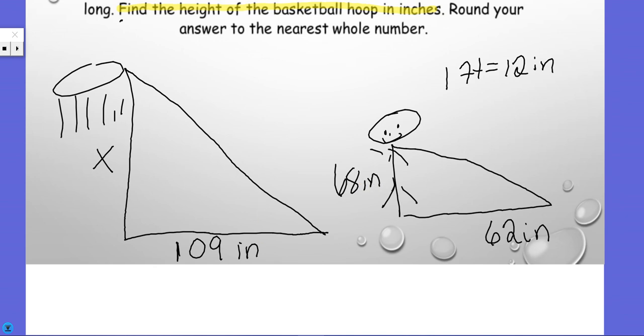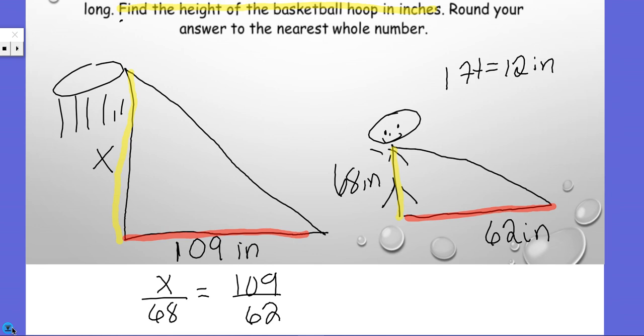So guess what? I am back to what I know. This, the struggle is real. Hold on. This side corresponds to this side. Okay, so here are my matching sides, and they aren't actually equal, they're just matching sides. So I can set up the ratio now, I'm in the game. So x over 68 equals 109 over 62, and I'm going to solve for x.